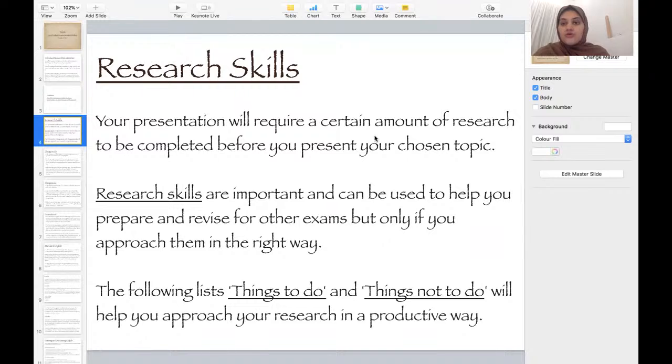Okay, so research skills. Your presentation will require a certain amount of research to be completed before you present your chosen topic. So research skills are important and can be used to help you prepare and revise for the exams, but only if you approach them in the right way. So the following lists of things to do and things not to do in the following slides will help you to approach your research in a more productive way.